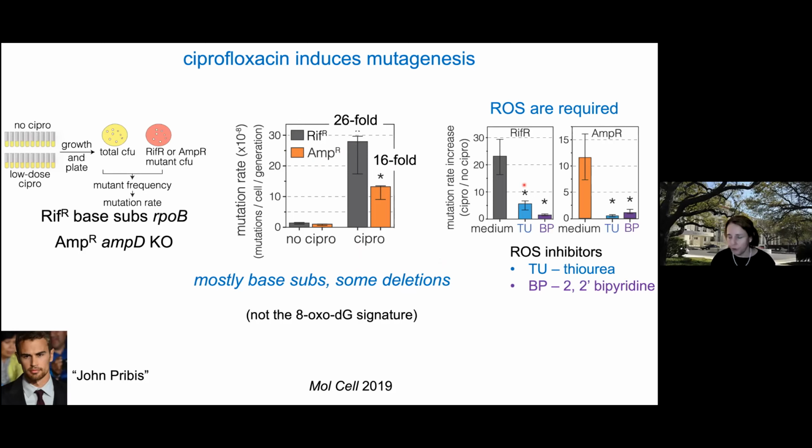The oxygen for John was required just like it was for Jim Collins' lab. If he puts in an oxygen quencher or prevents reactive oxygen in the first place, the mutagenesis goes down. This kind of way of showing it, this is going to be the frequency of mutants with drug, with cipro, over no cipro. So that's the fold induction of mutation rate.